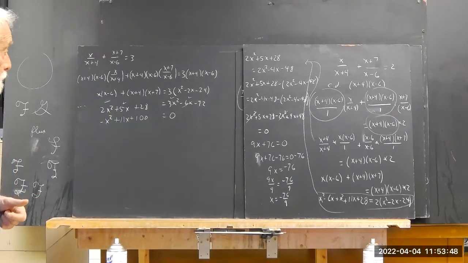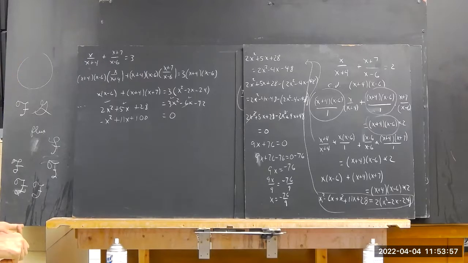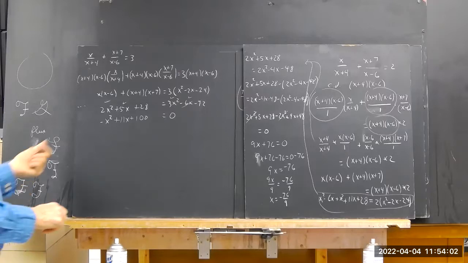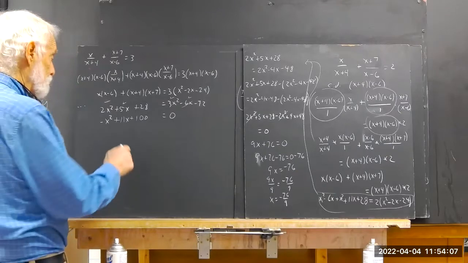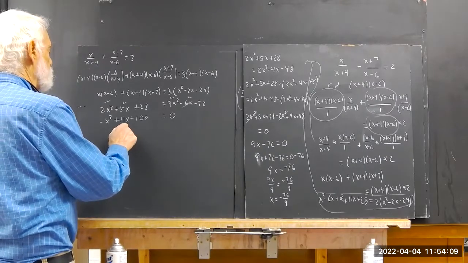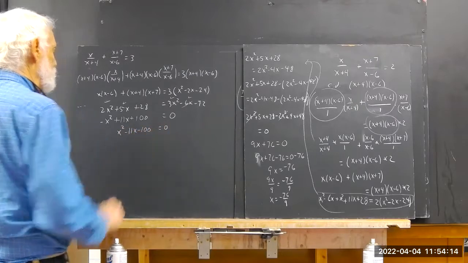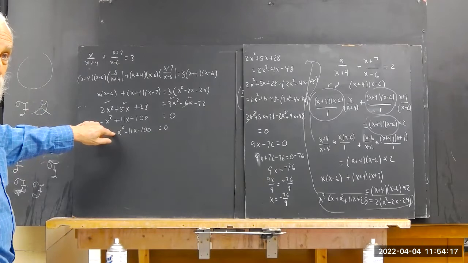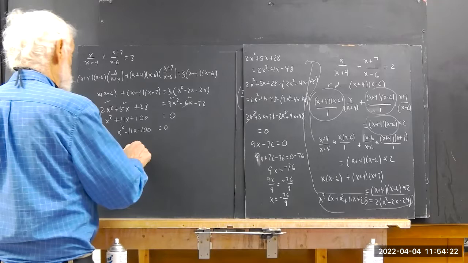Okay. I did my arithmetic right. And if it wasn't for the negative sign there, yeah, it's not going to factor. Now I'm going to rewrite this as x squared minus 11x minus 100 equals 0, just because I'm used to having a positive number in front of x squared, but it's not necessary if you do the quadratic formula correct.